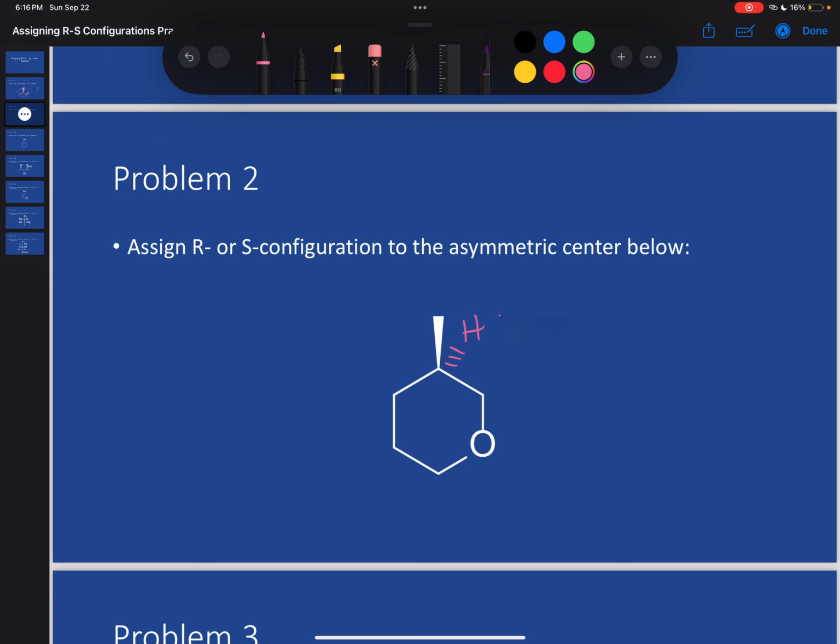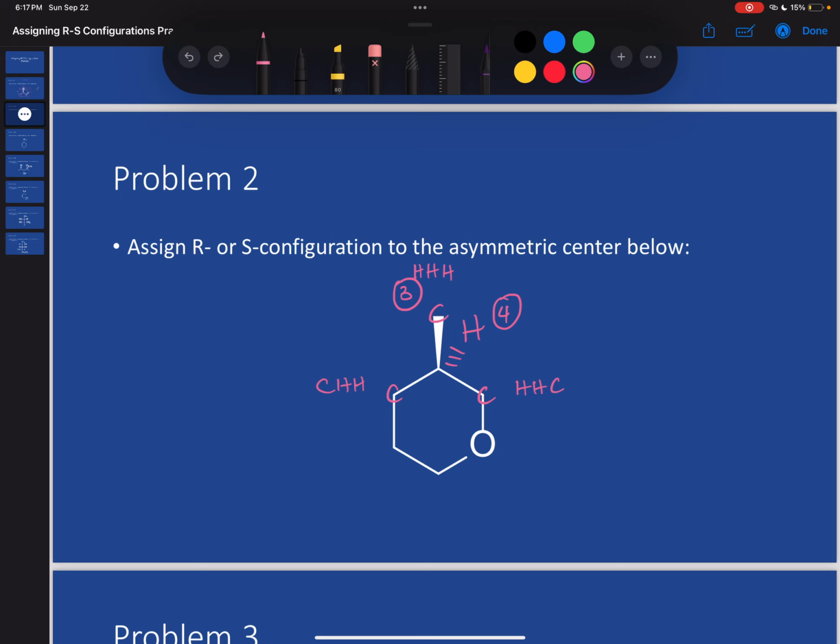So I know hydrogen is going to be 4 because it's lowest, but I have a carbon, carbon, and carbon. I cannot compare differences in atomic number when my atom is the same. But like we talked about with E/Z rules, we keep going till we find a point of difference. Well, I can actually see that this carbon of the methyl has 3 hydrogens versus these carbons in the ring are going to have 2 hydrogens and a carbon. So by default, this is going to be priority number 3 because it has fewer higher priority groups than the other 2 carbons.